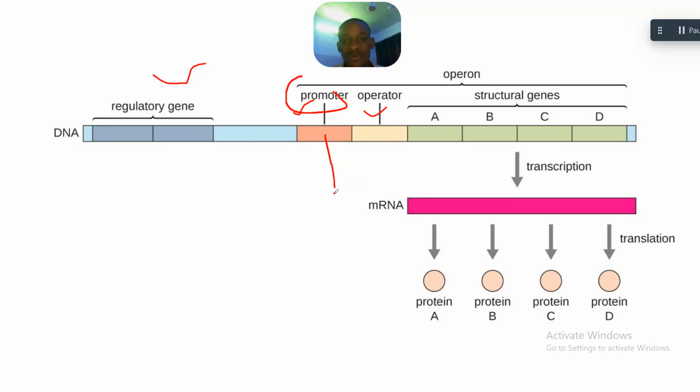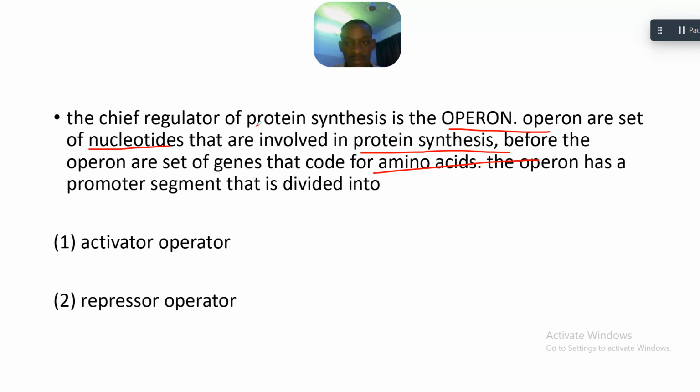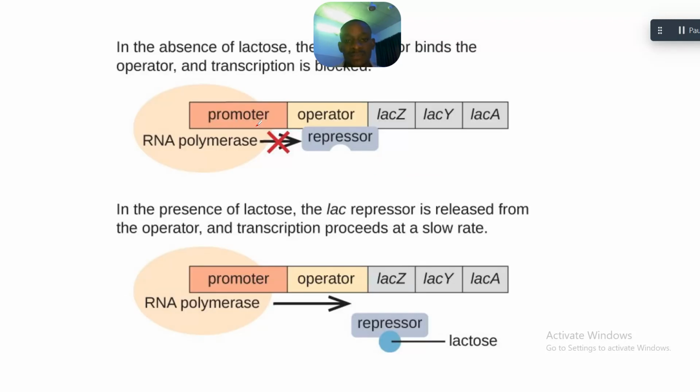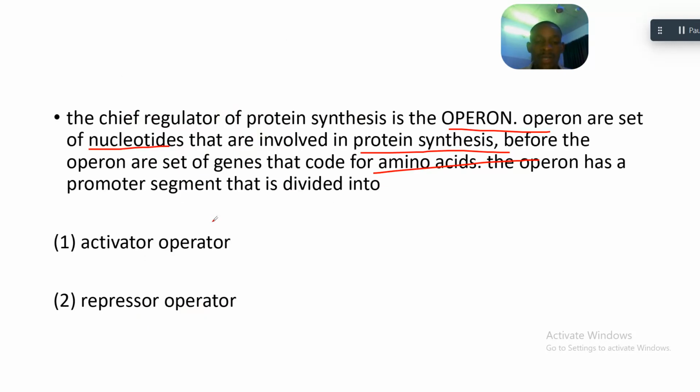Although here we don't have a label, here we have it. The promoter segment is divided into activator and repressor. Here just the repressor is shown, but definitely know that the activator exists too. It has the promoter segment divided into activator operator and repressor operator. I think that's well enough.